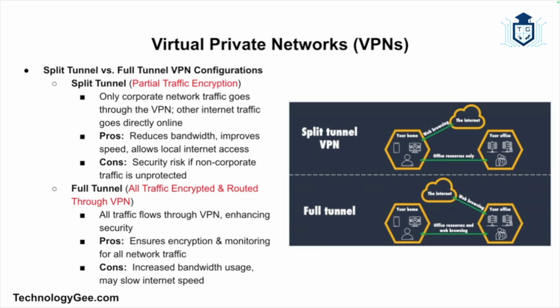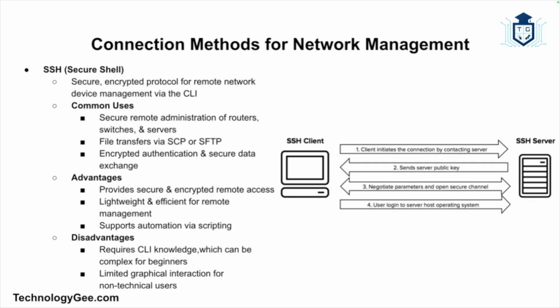And then you have what is called a full tunnel, which routes all traffic through the corporate network, providing increased security but potentially reducing speed. The pros: this ensures all traffic is encrypted and monitored. The cons: this increases bandwidth usage and can slow down internet access. All right, next let's talk about connection methods.